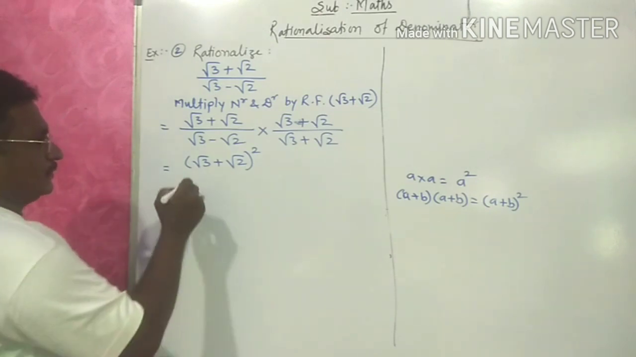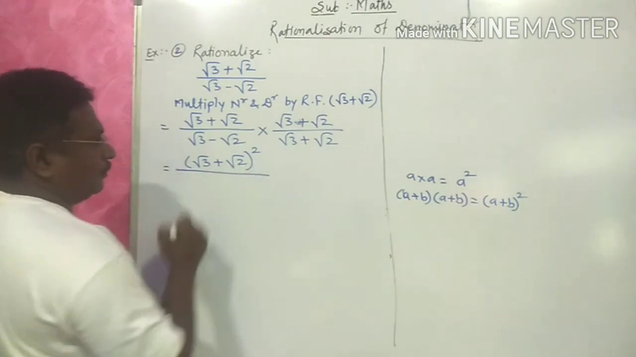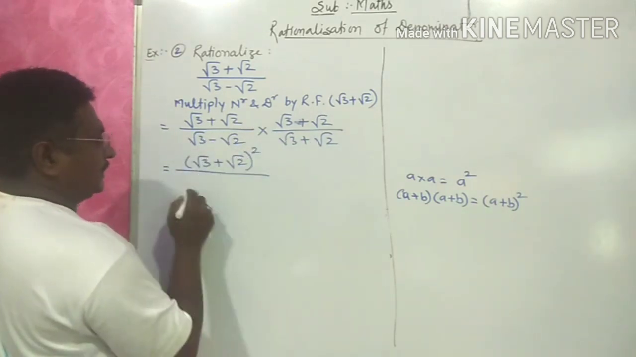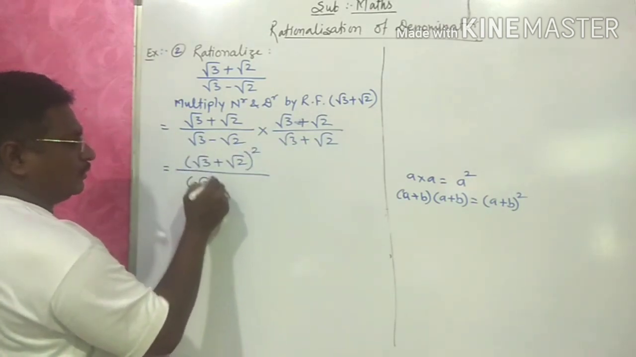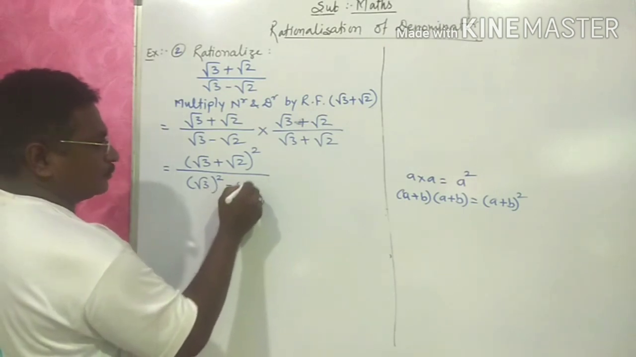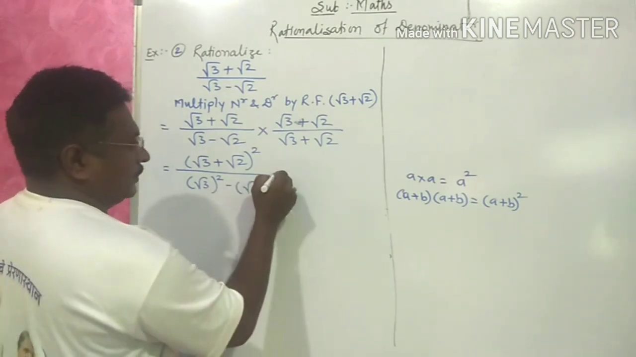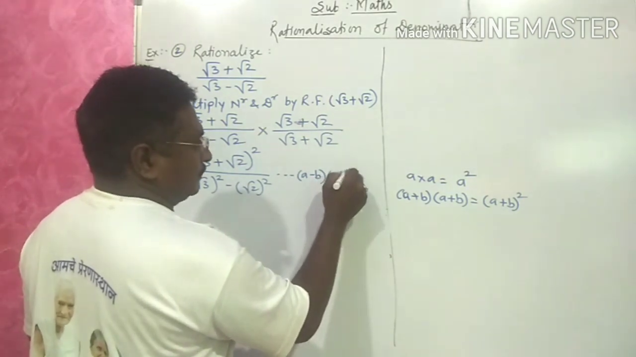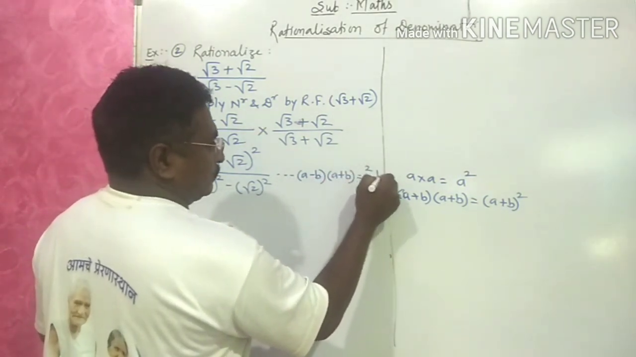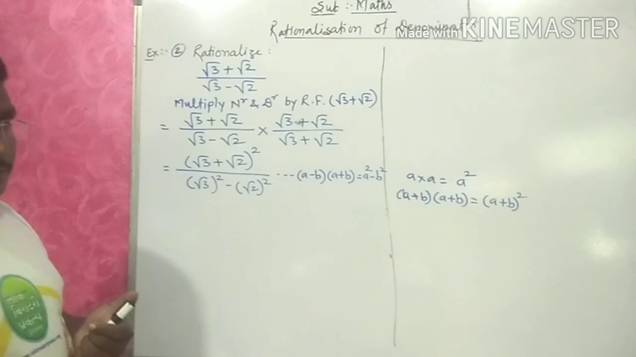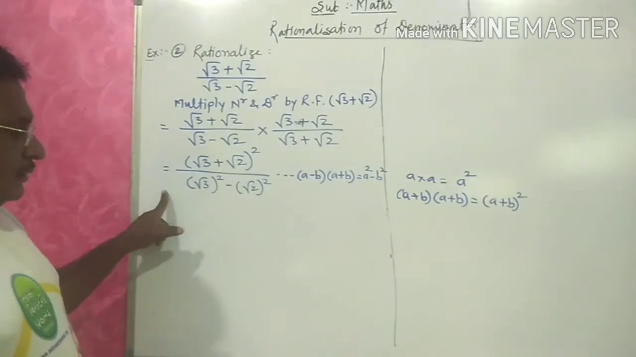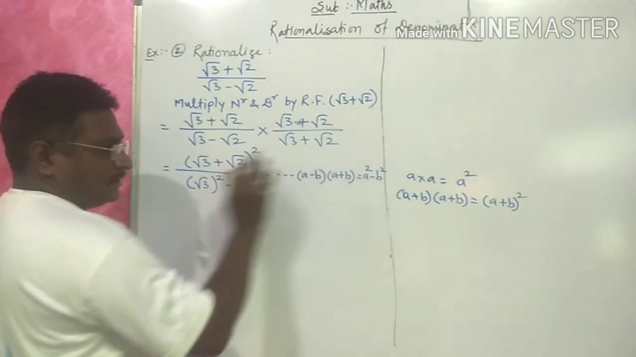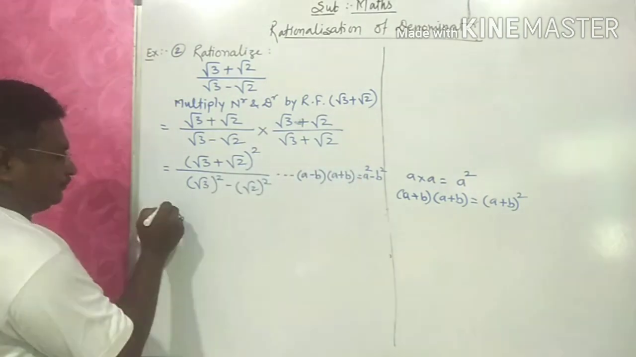Be careful, student. Now what will come here? a minus b, a plus b. So (√3) whole square minus (√2) whole square, which means a minus b, a plus b equals a square minus b square. Understood, student? Which identity is used? That identity we have to write.